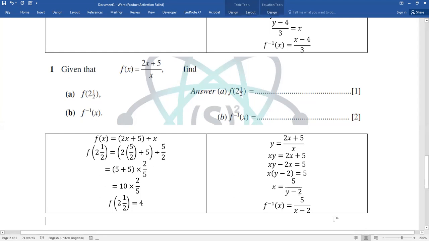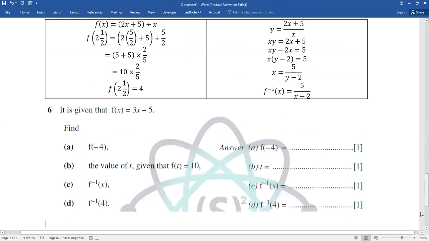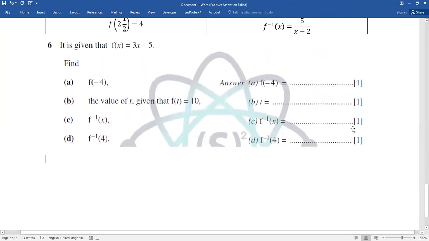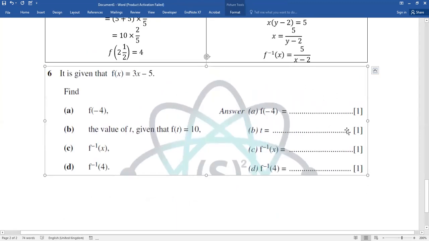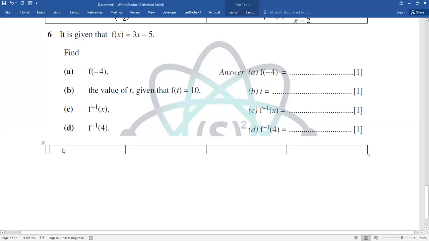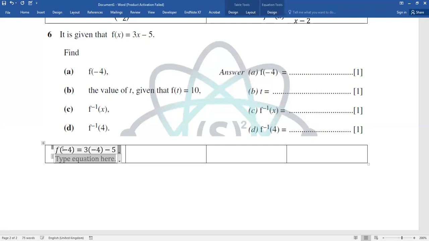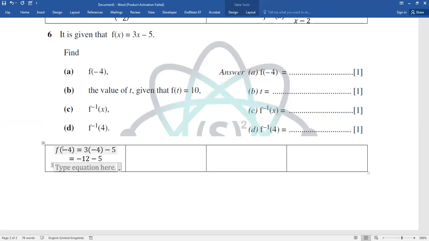Is anyone else not getting this answer or is unable to understand it? Please let me know. Yes, children? No sir, it's clear. Okay, can you attempt these 4 parts on your own? So the first one said f of -4. So 3 times -4 minus 5. 3 times -4 is -12 minus 5. So f of -4 is -17.